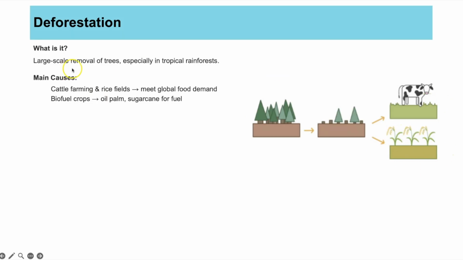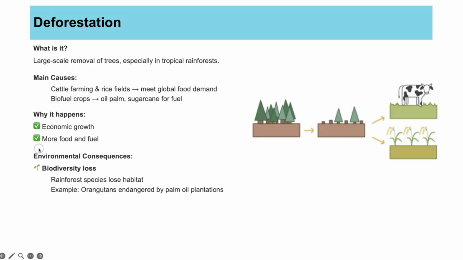And biofuel was sold as this idea of being carbon neutral, better for the environment than using fossil fuels in your cars. But you've got the issue of you have to cut down a forest to grow it. So is it actually going to be better overall? So why deforestation happens is for economic growth and to provide more food and fuel. But the downside is we get these biodiversity losses.